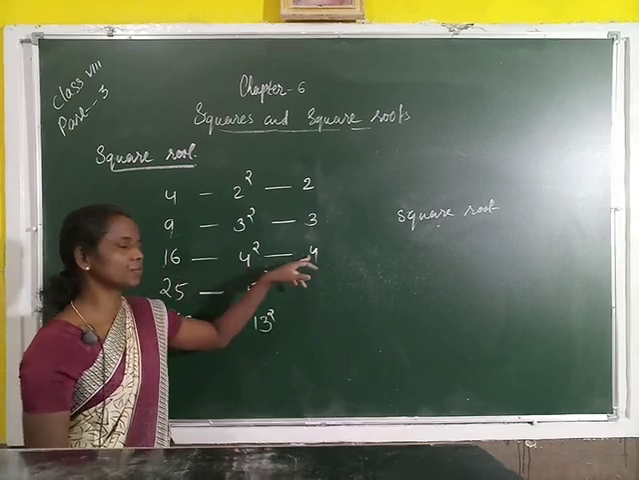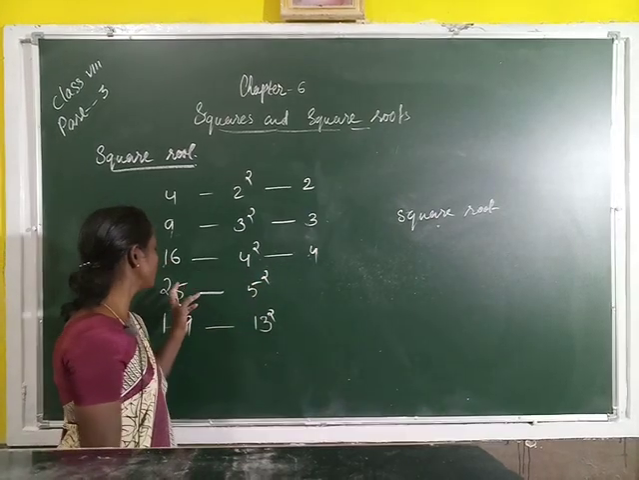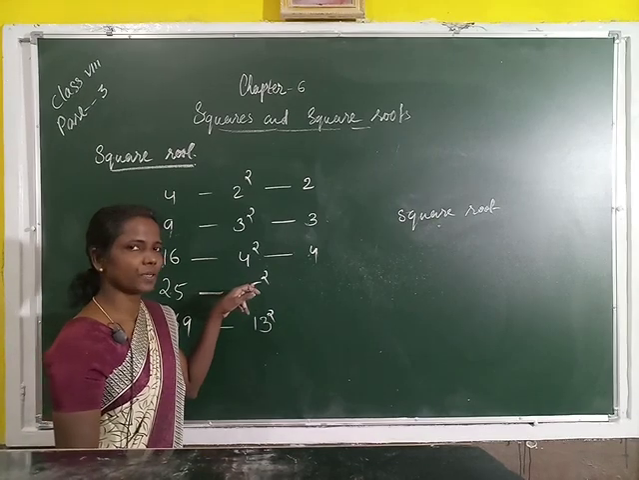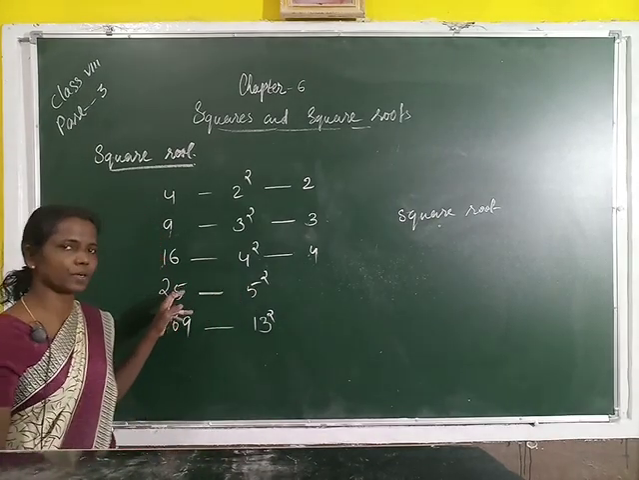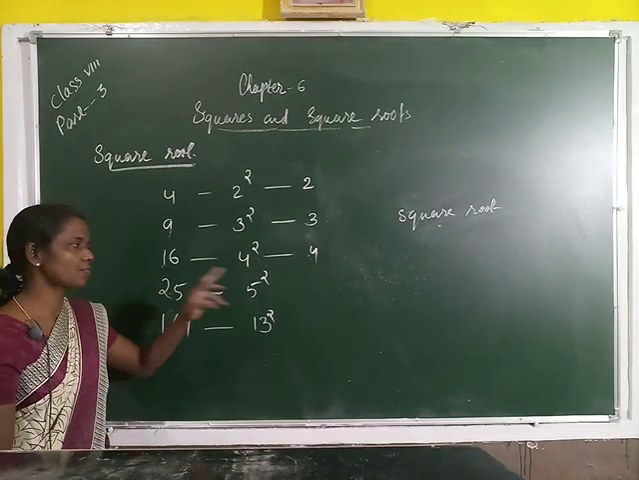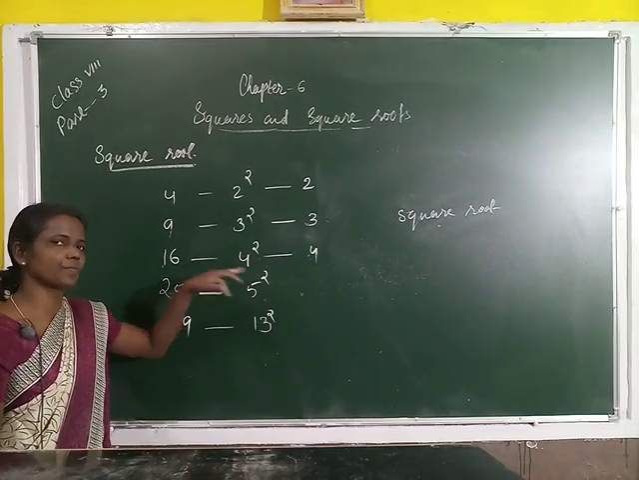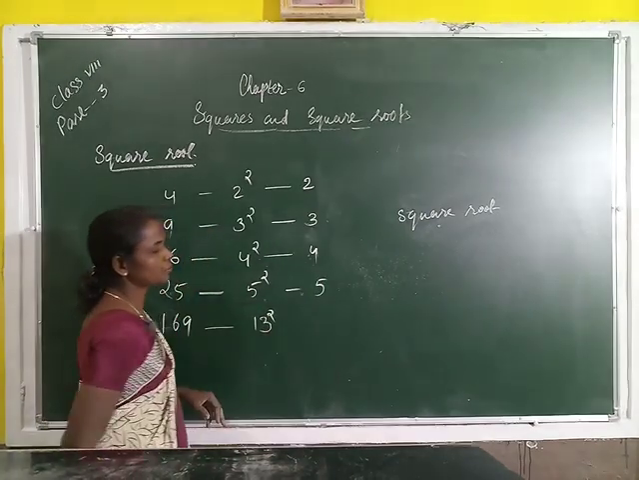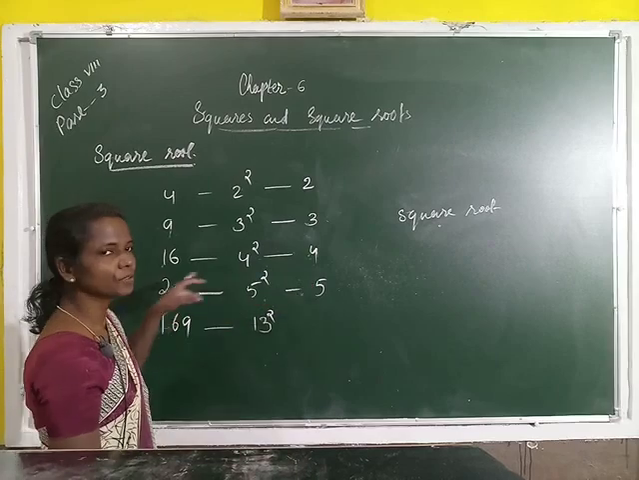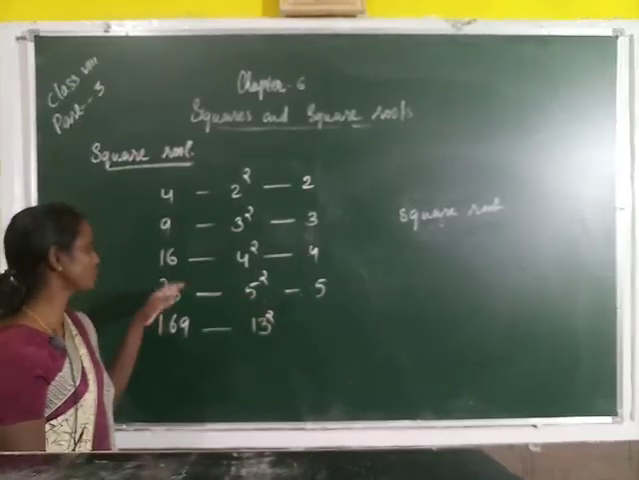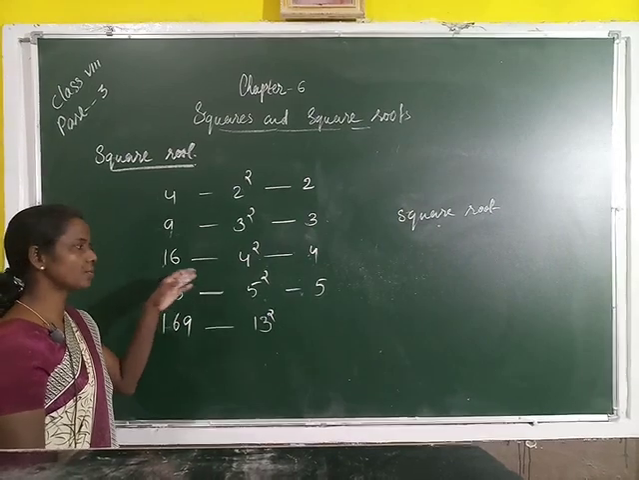4 is called the square root of 16, and 25. 25 means 5 square. 25 is the square of which number? 25 is the square of 5. So 5 is the square root of 25. 5 is the square root of 25. 25 is the square of 5.